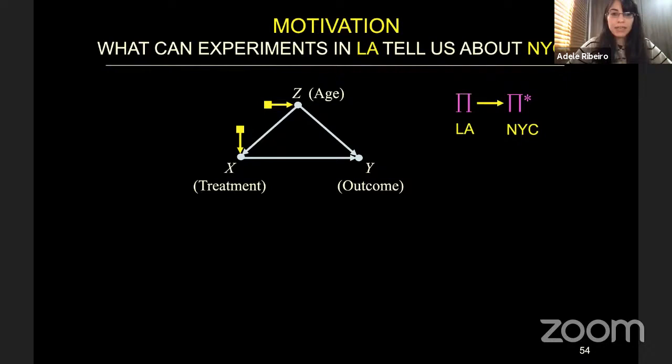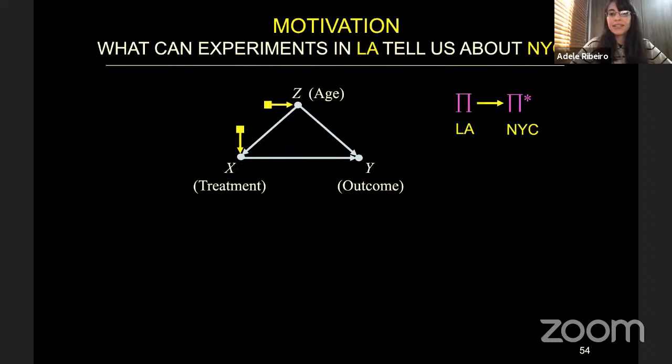So this is an example where I can make an assumption. This is my diagram. This is an experiment, for example, that I want to transport. I did some experiments in LA, so I have the causal effect there in LA, but I want to use this information to say something about the population in New York City. So our source population is LA, our target population is New York City, and I want to transport the effect from LA to New York City.